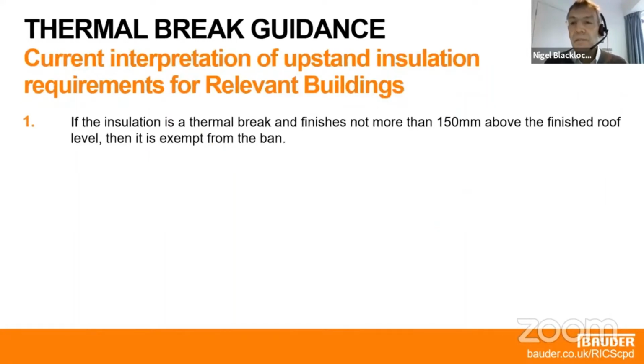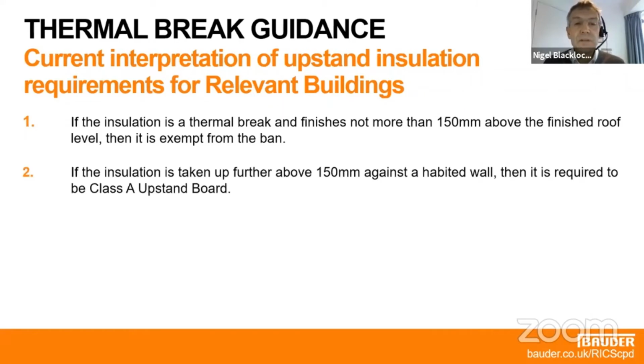So just for clarification here, this will help in terms of where you can use combustible and non-combustible insulants for the thermal break. There is a general exclusion for thermal breaks, which would mean you could use combustible insulants, but as general guidance, we suggest that for abutments not higher than 150 millimeters, you could use either material. If the insulation is taken above 150 millimeters and perhaps is against a habited wall, then the material there should be a non-combustible insulant, which is typically going to be a cellular glass or a mineral wool.